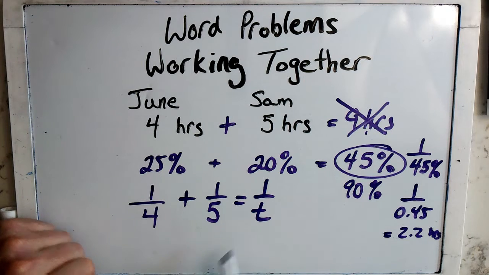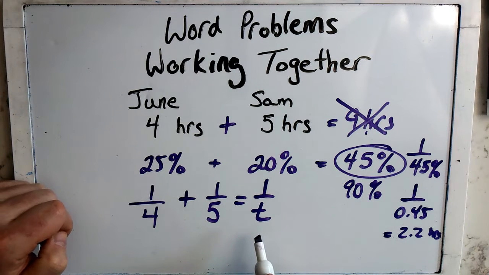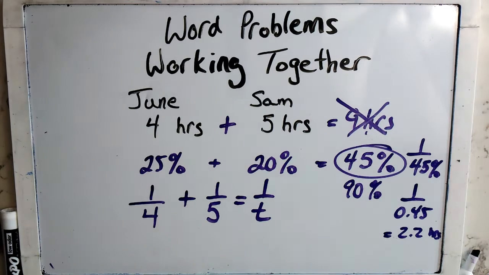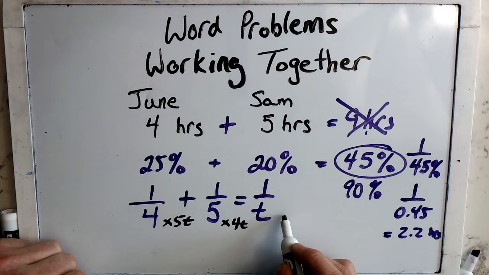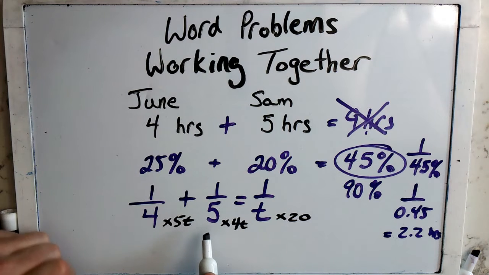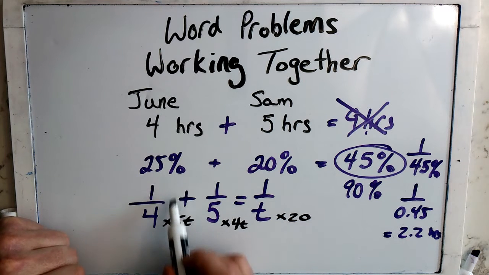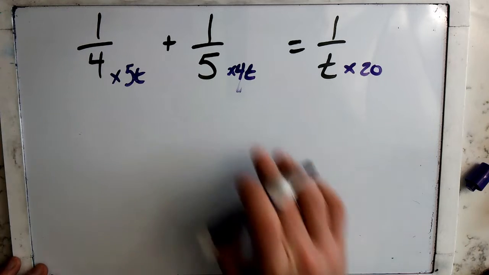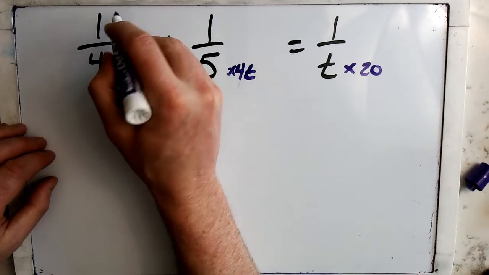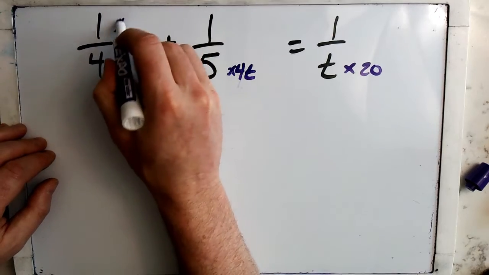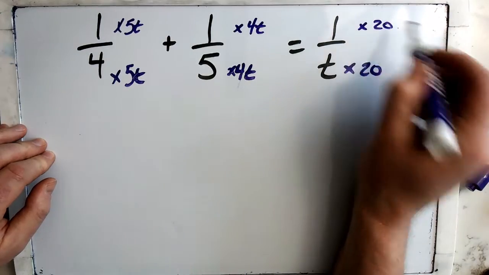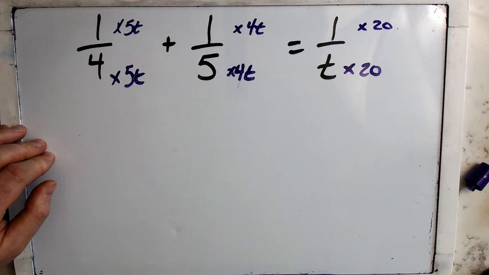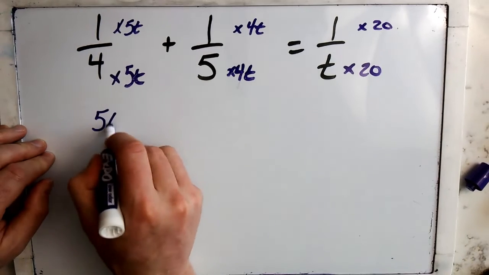So it's a rational equation. We have to get common denominators. So 4 and 5, nothing is common with that. So I'm going to do 20 for my common denominator. So if I multiply the top and bottom by the same number, so that I can get common denominators, I end up with 5t.